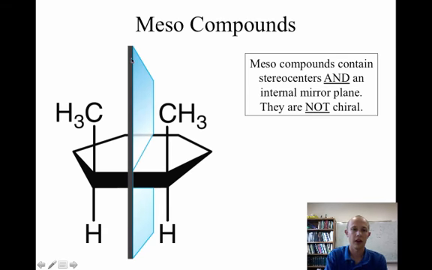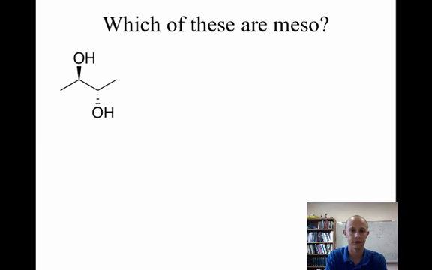Meso compounds are not chiral. They possess an internal mirror plane, which is much more clearly shown here. The definition that we're going to use for meso compounds: they contain stereocenters, but they also contain an internal mirror plane, so therefore they're not chiral. Let's look at some examples. This can be somewhat confusing.